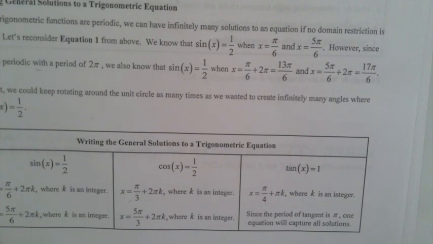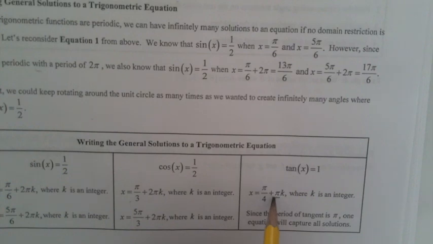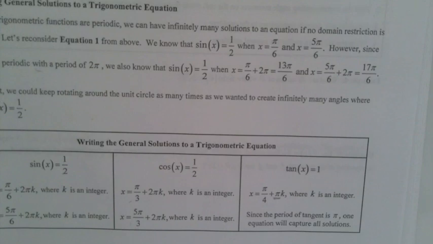So take a look here. The one that gets a little bit different is tangent. Remember that a tangent function has a different period. The tangent function has a period of pi. So for this one, you're adding pi k on a tangent.